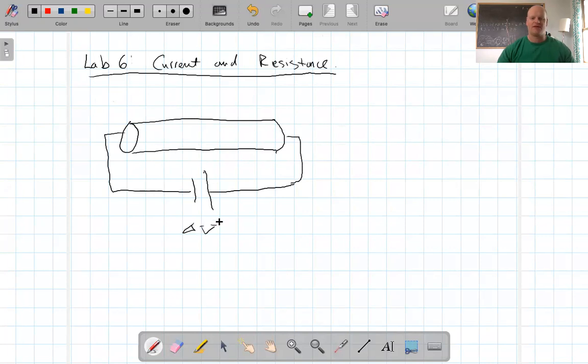So delta V. In a battery, usually we draw that with a long bar and a short bar, where the short bar is the negative side and the long bar is the positive side. So that's this guy. What that ends up doing is it creates a potential difference across this circuit element, or this wire, and then that creates an electric field. In this case, our electric field is going to point this way. So it's going to be our direction of our electric field.